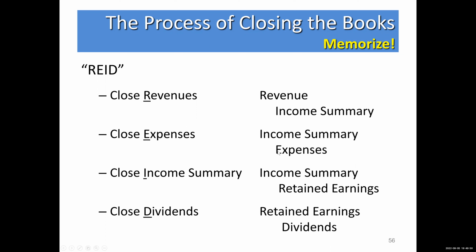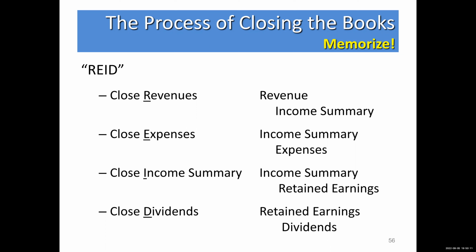Now, right now, what's sitting in income summary is your revenues and expenses, which is net income. And what we're going to do is close that net income that's in the income summary into retained earnings. That's where we get the I, close income summary. And so net income will have a credit balance in income summary, right?